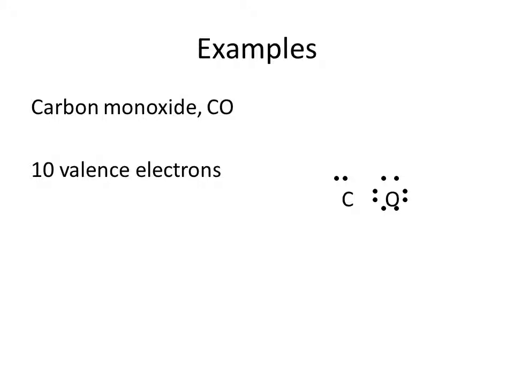I see that carbon does not have an octet. So I move to the adjacent atom, oxygen, and I take a non-bonding pair and I move it between. I repeat this until I have stability. And once I have an octet on carbon and an octet on oxygen, I then stop because now I have stability.